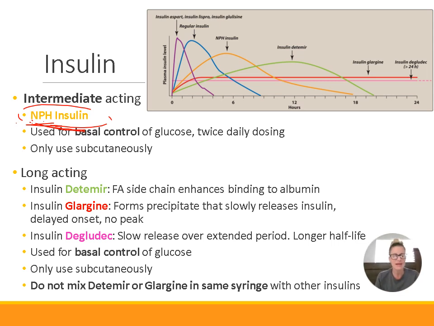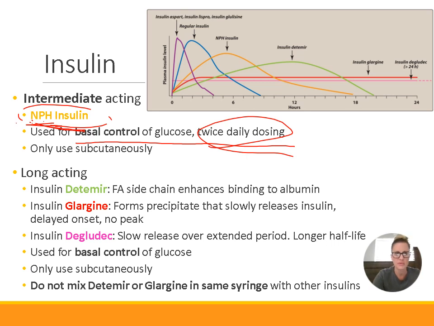This is again intermediate acting, so it's used for basal control of glucose, but it doesn't last all day, so it does require twice daily dosing. If you look up here at this orange line, you can see it takes a while to build up, and then it kind of slowly goes down. It's just not very soluble. So when it gets injected, it takes a while before it actually leaves and goes off into the bloodstream.